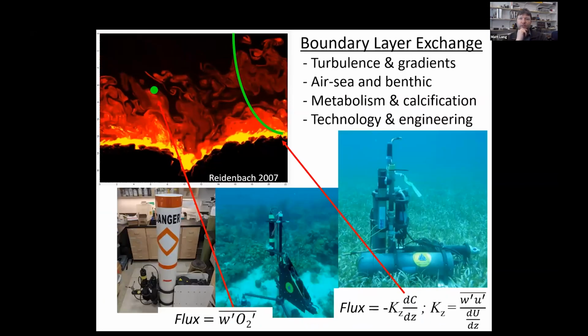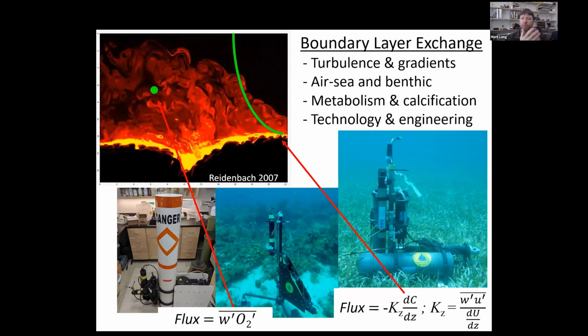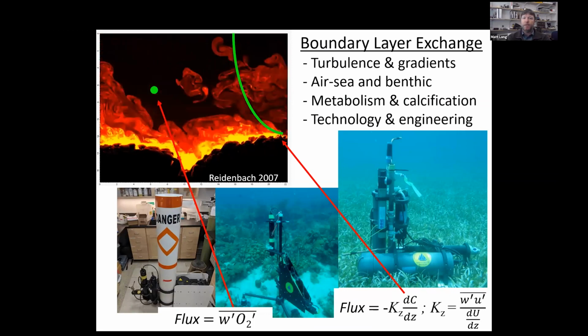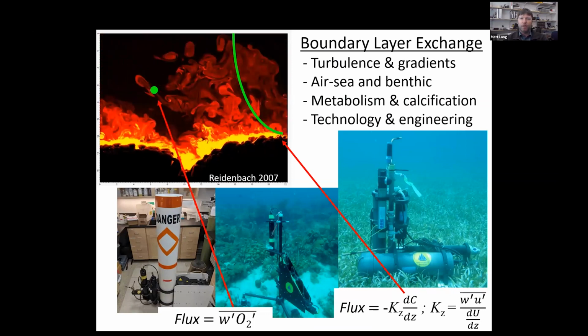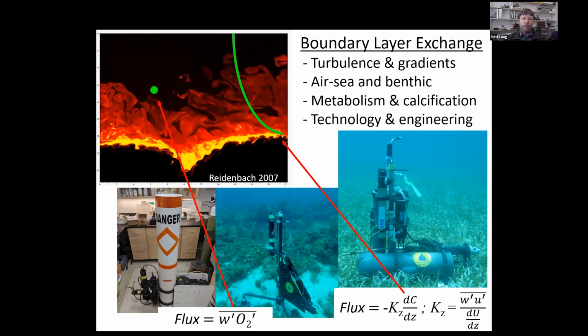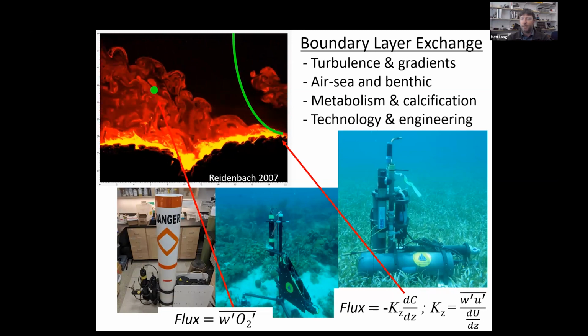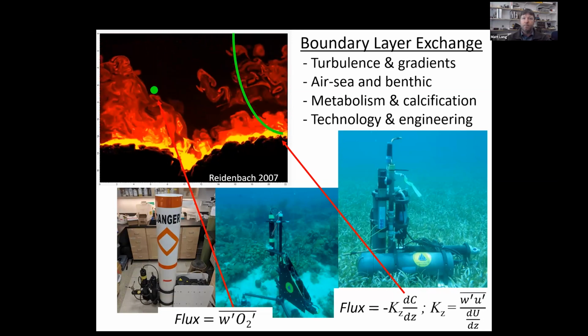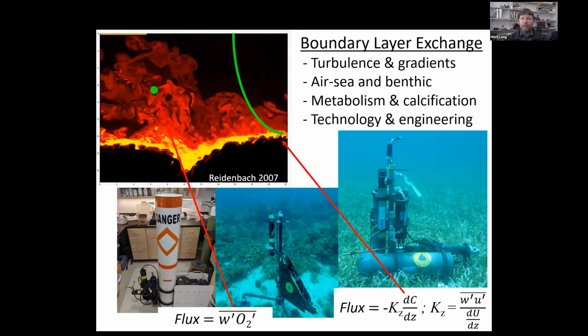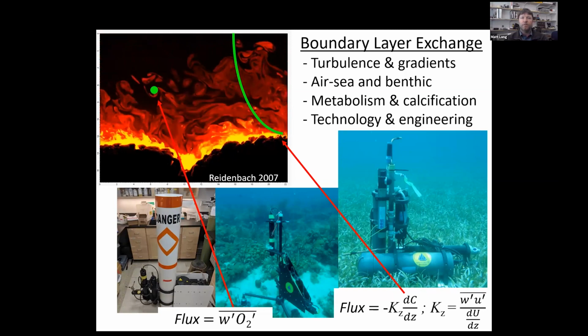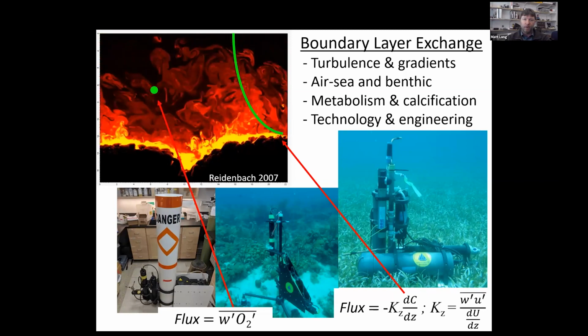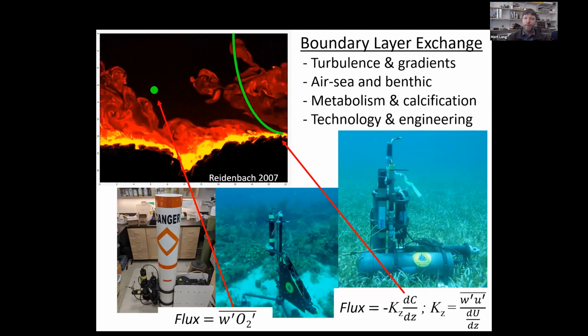So boundary layer exchange is really the main physics and principles that we're using here. You can think of this in a few different ways. In the video on the left, this is a video from Matt Rodenbach where they put fluorescent dye over coral heads and measured the exchange of that dye in a flume. Here you can see there are both forward currents as well as waves on top of that.